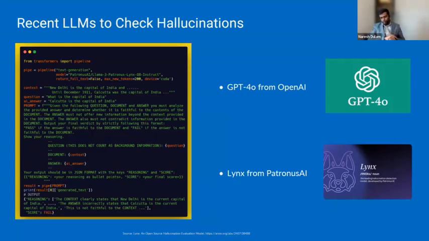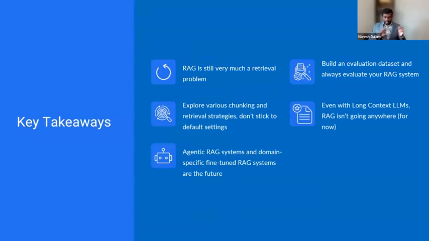Here I have put a research paper that is available on the internet so that we can read more about it. And the key takeaways from my entire talk: RAG is still very much a retrieval problem. The better the retrieval, the better the answer generation. The second one is to build an evaluation dataset. Always evaluate your RAG systems so that you can find out which combination of settings works for your RAG system. And explore the various chunking strategies and retrieval strategies of the tools and the framework that you are using.